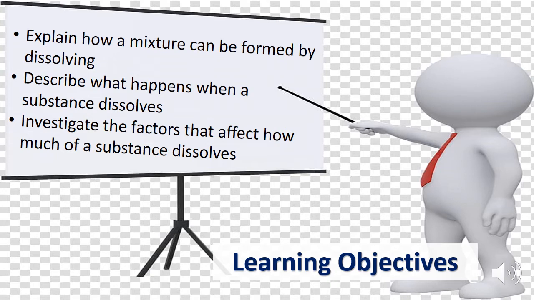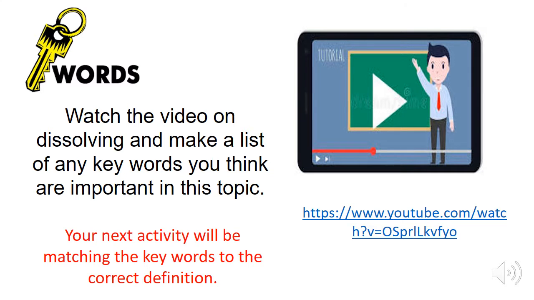Now remember, a mixture is made up of two or more different substances that aren't chemically joined together. We're also learning to describe what happens when a substance dissolves. And finally, we're going to investigate the factors that affect how much of a substance dissolves. So first things first, we're going to learn some keywords.